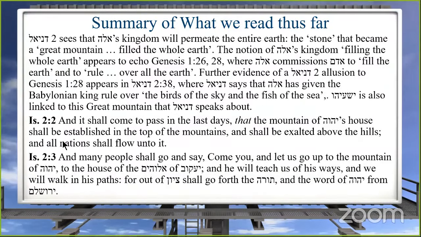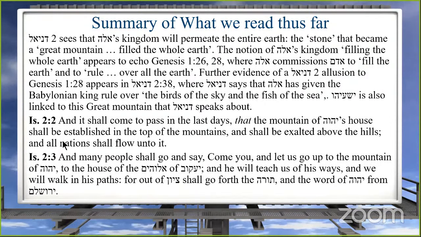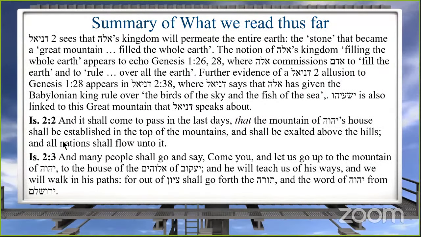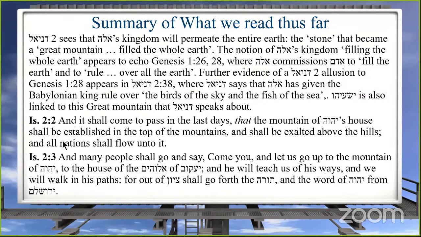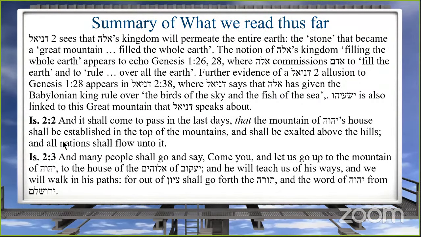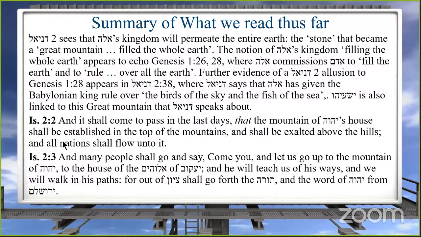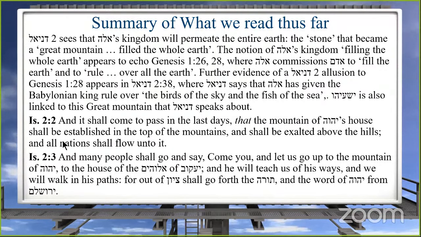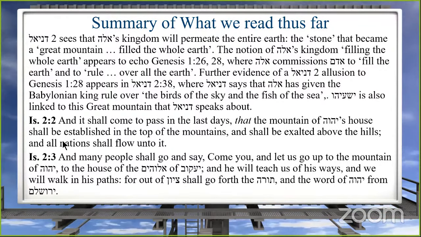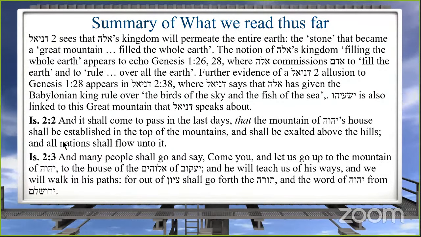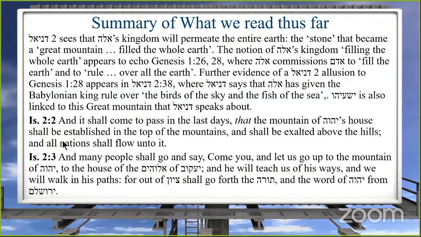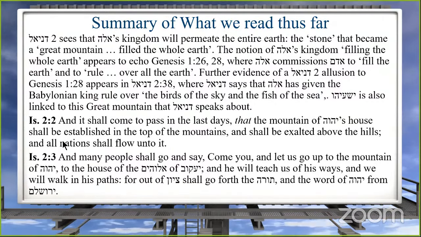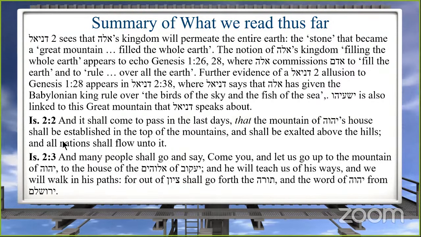All right, so a summary of what we have had thus far. Daniel chapter 2 sees that Elah's kingdom will permeate the entire earth. The stone that became a great mountain filled the whole earth. The notion of Elah's kingdom filling the whole earth appears to echo Genesis 1:26, 28, where Elah commissioned Adam to fill the earth and to rule over all the earth.